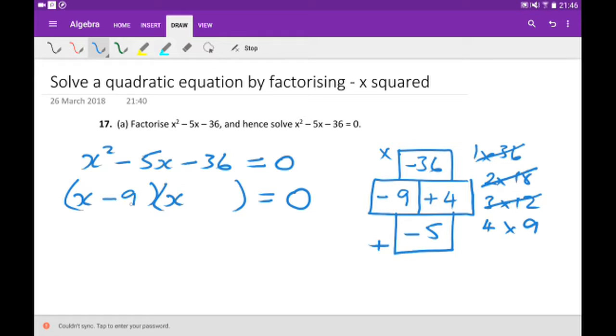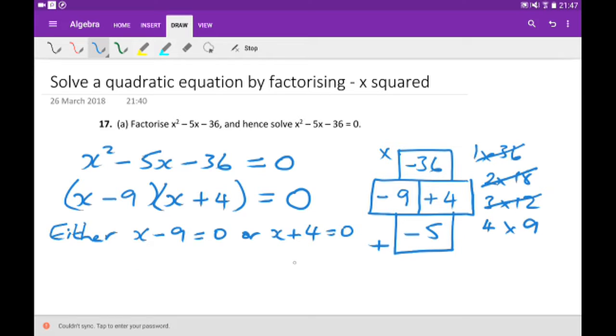Now it didn't matter which brackets you put them in. I could have put plus 4 there and minus 9 there. It wouldn't matter because I've got the same number of x's in each bracket. So the next step is the either-or step. So we say either x minus 9 equals 0 or x plus 4 equals 0.